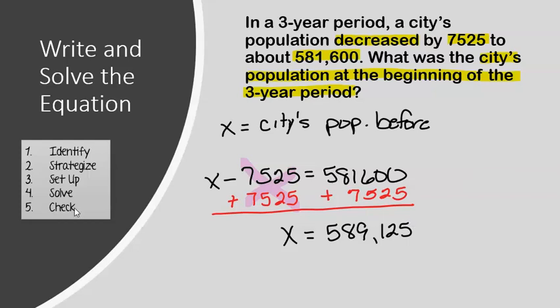All right, now the check step is literally just to say, does this make sense? If the population decreased, does it make sense that in the 3-year period before it had to be more than this? Yeah. So is 589,125 bigger than 581,600? Yes, it is. So the answer makes sense and we're good to go.